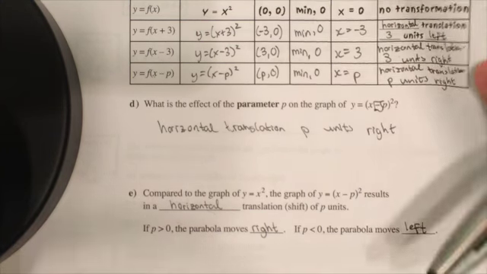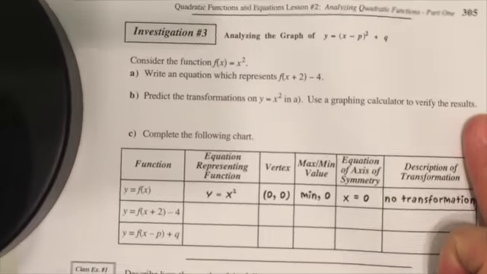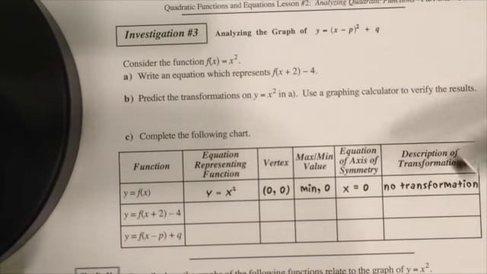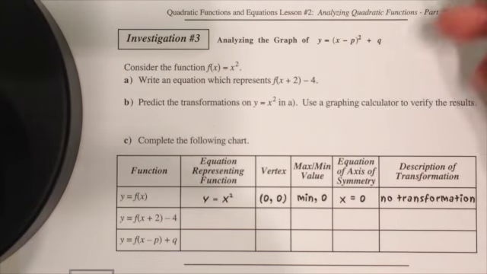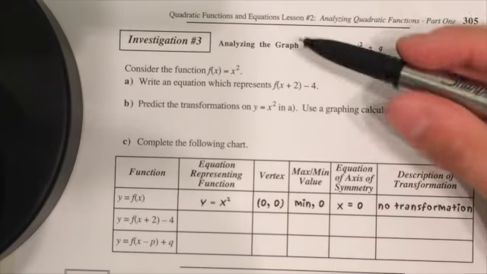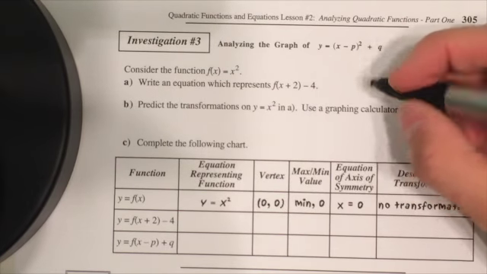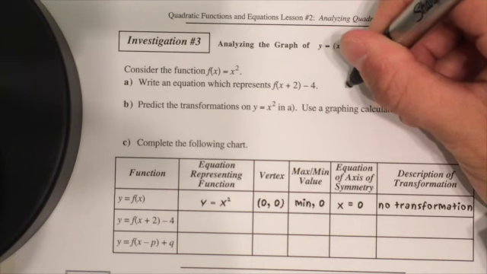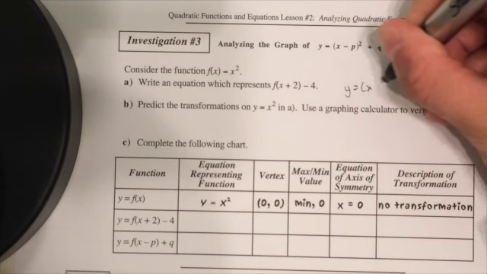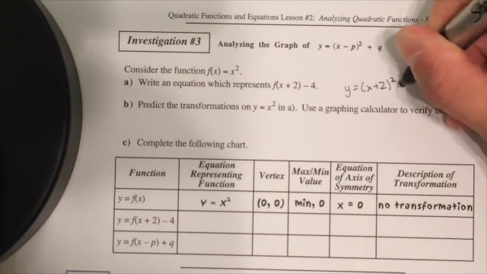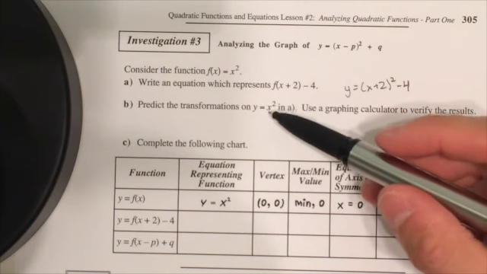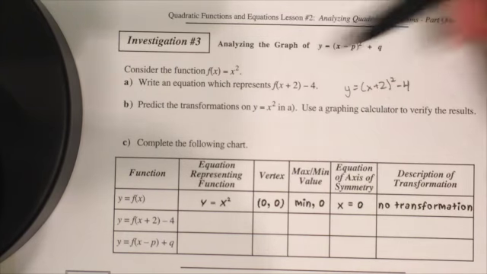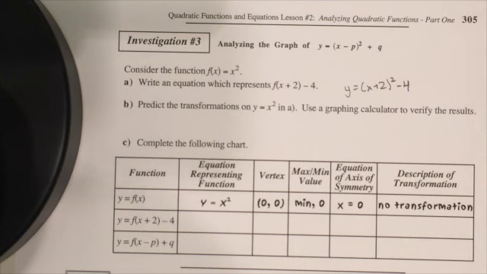Now, let's incorporate all these new ideas into some practice questions. So let's look at investigation number 3 here. Let's consider this function f of x is equal to x squared. Let's write an equation which represents f of x plus 2 minus 4. All right, so this is what the actual equation will look like: y is equal to x plus 2 squared minus 4. And then we want to predict the transformation on y is equal to x squared, using a graphing calculator to verify our results.